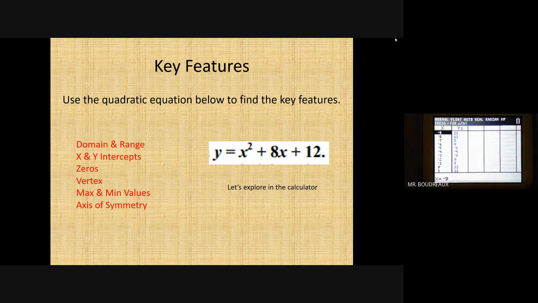So that's all your key features. That's how you find them on the calculator. Any question that asks you for that, you can do it in the calculator within a matter of seconds. All right, so enjoy the video. Watch it as many times as you need.